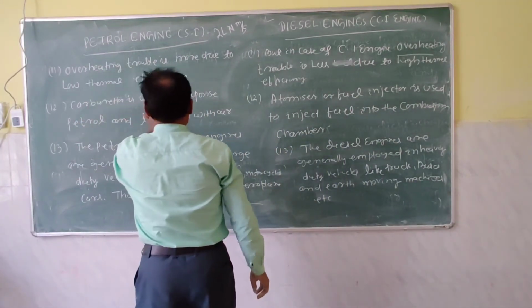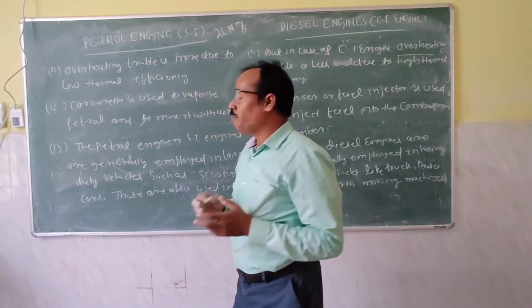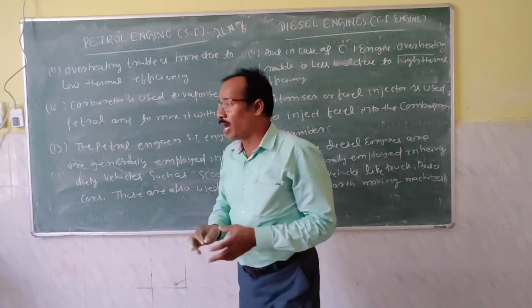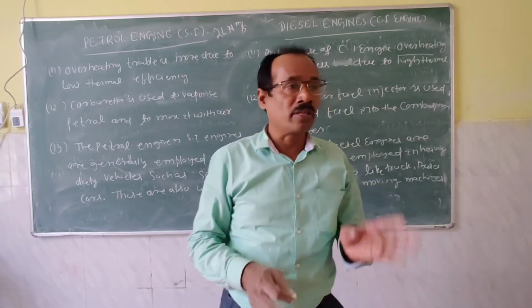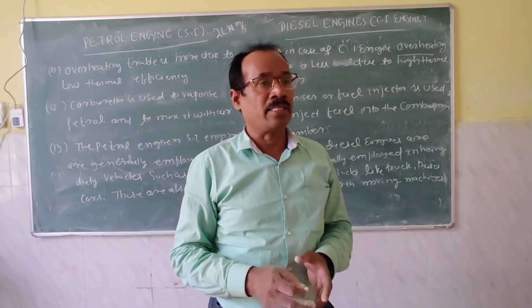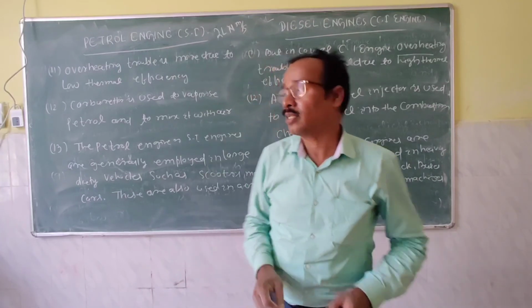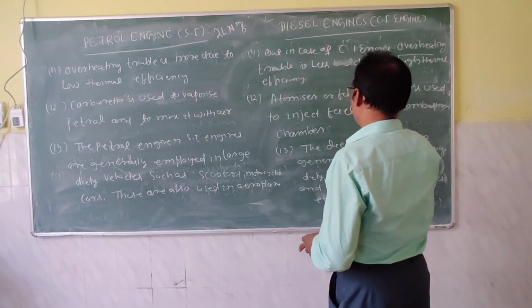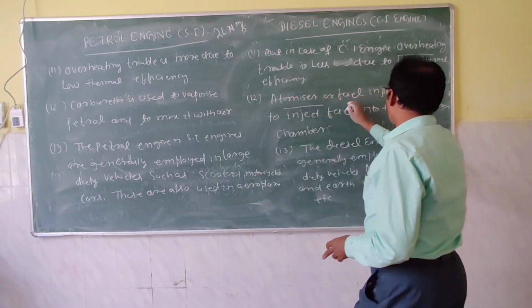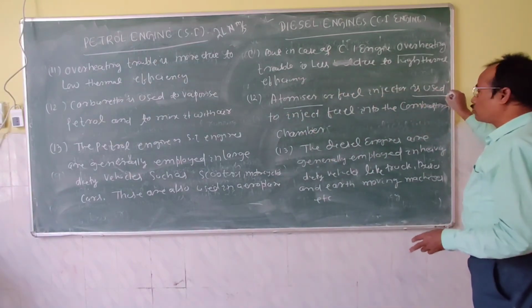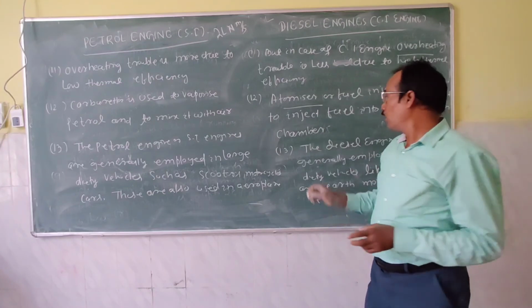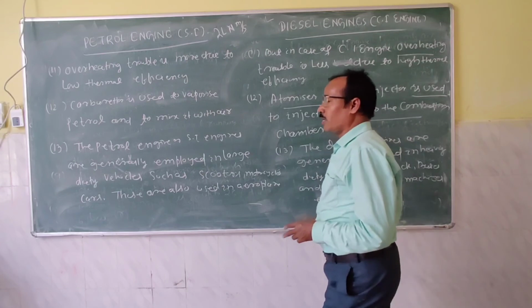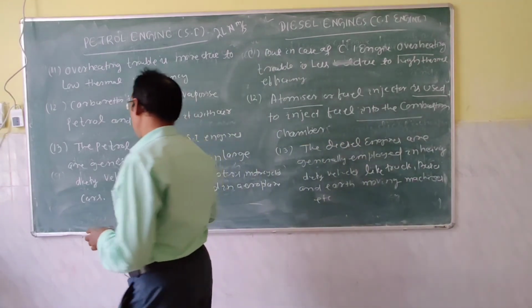Carburetor is used to vaporize petrol and to mix it with air in case of petrol engine or SI engine, that is spark ignition engine. But in case of diesel engine or CI engine, atomizer or fuel injector is used to inject fuel into the combustion chamber. Last point is 13th point.